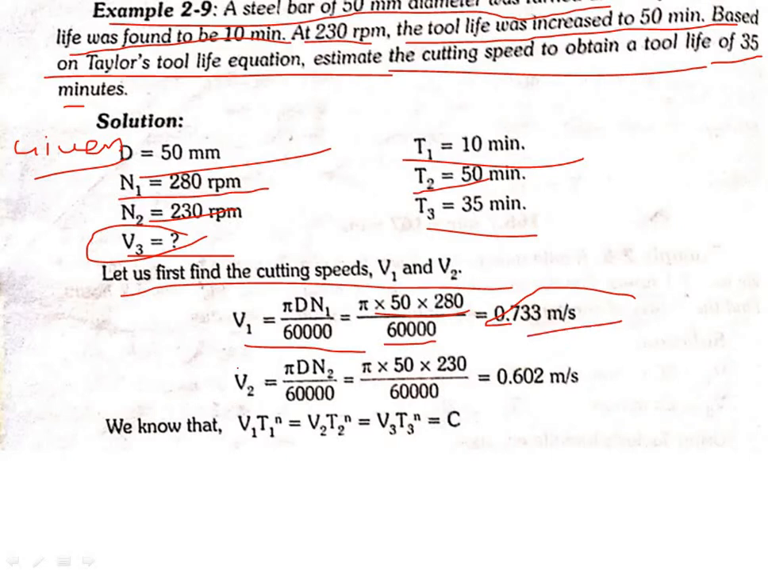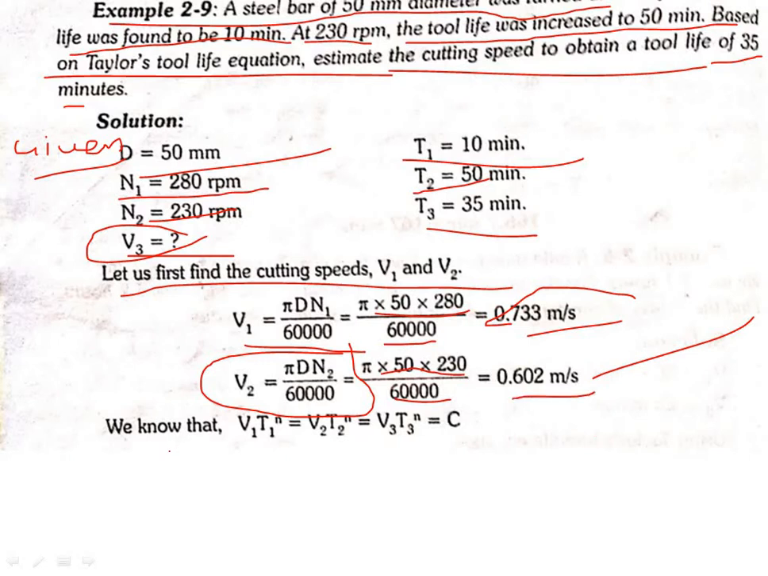Okay. So next V2. V2 is equal to pi D N2 divided by 6000. So that is equal to pi into 50 into 230 divided by 6000. You will be getting this value, 0.602 meter per second.